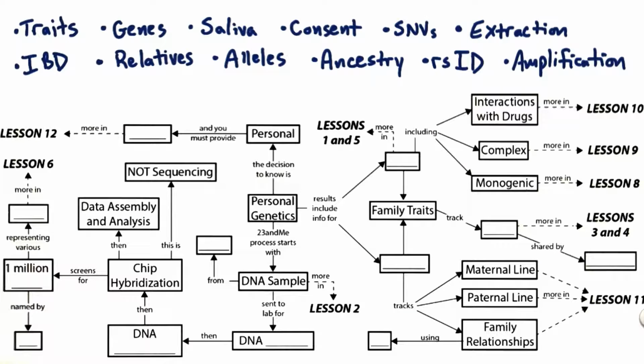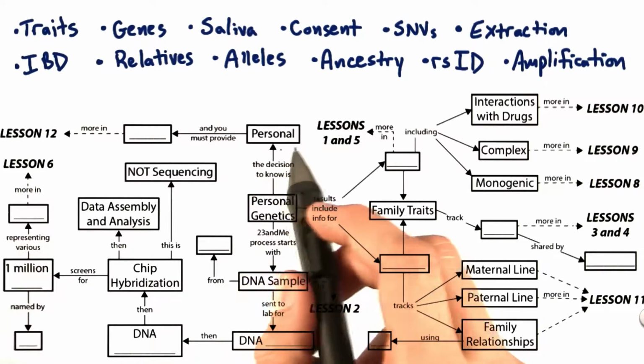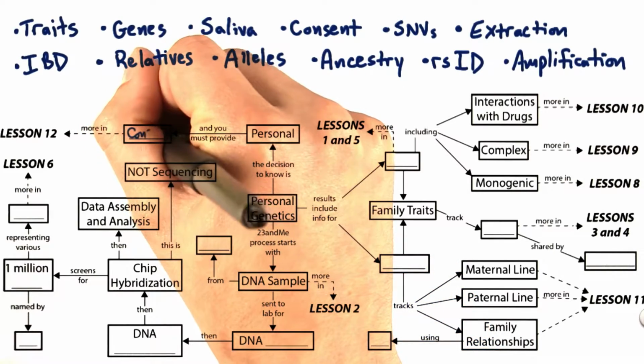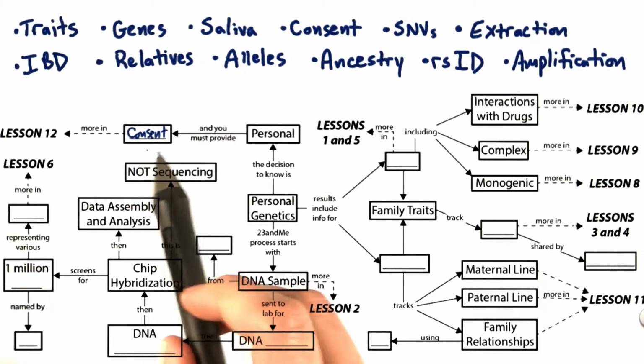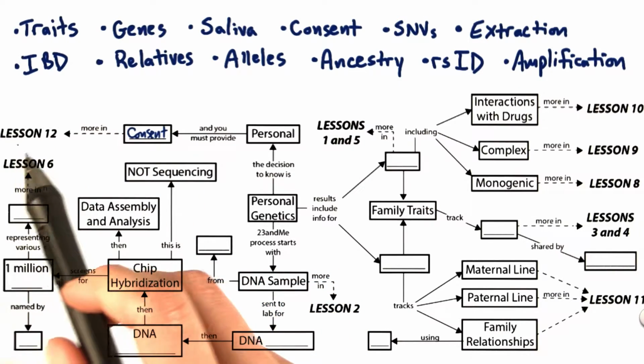All right, let's see how you did and fill out the concept map together. Let's start here in the center, personal genetics. The decision to know is personal, and you must provide consent. We talked more about the idea of consent and the social implications of personal genetic information in Lesson 12.